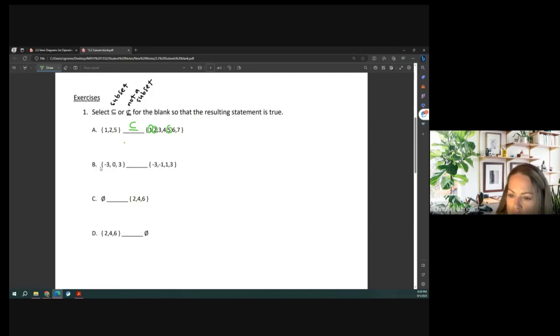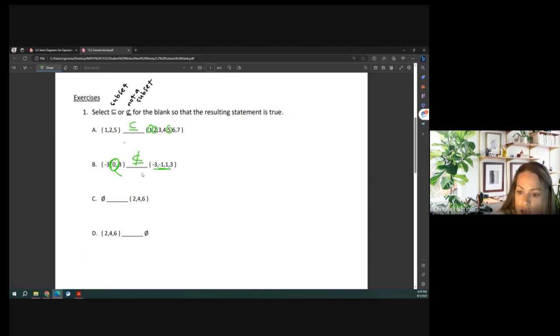On letter B, we have -3, 0, and 3. And we want to know if this is a subset of the set -3, -1, 1, and 3. So since we are missing 0, 0 is not in this set, so that means that this cannot be a subset.